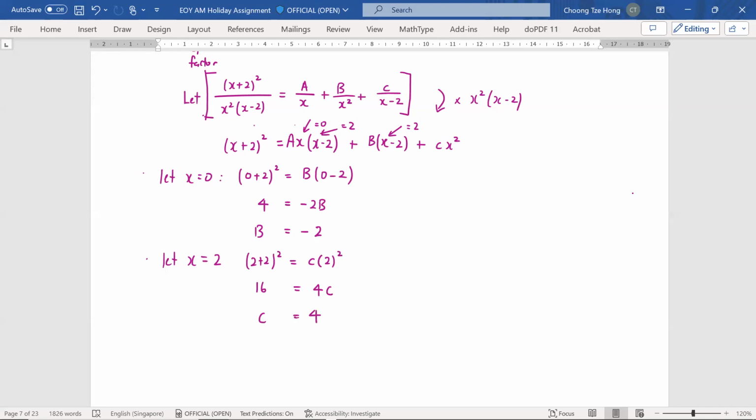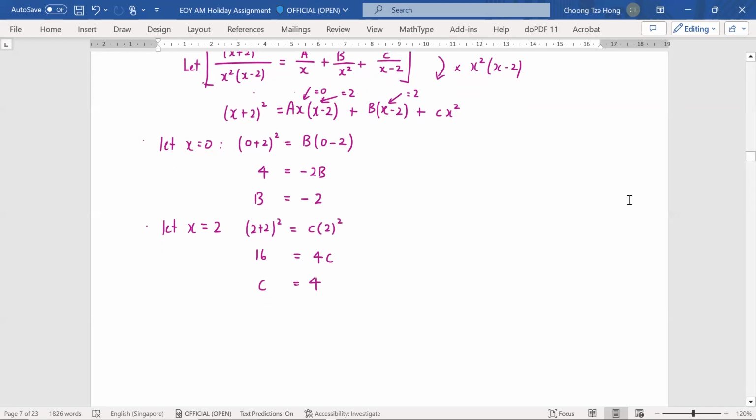Okay, so now that we have found b and c, next we can find a. For a, you can let x be a certain value, because since you already know b and c, if you put any value for x, you should be able to work out a, since it's the only unknown left inside the equation. But let's try another method, which is equating of coefficients.